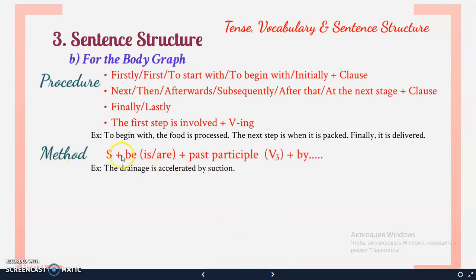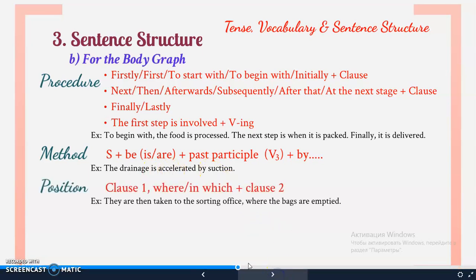A method: subject plus to be plus past participle, verb 3, plus by. This is a passive form. The drainage is accelerated by suction. Position: clause 1, where, in which, clause 2. They are then taken to the sorting office where the bags are emptied.